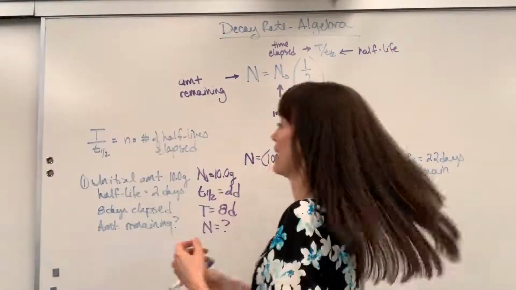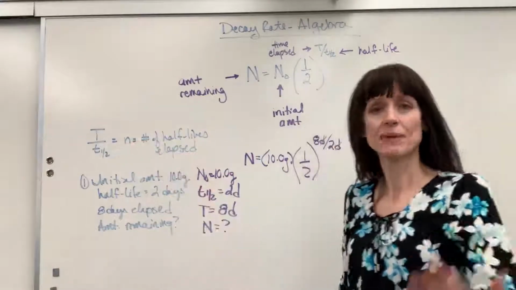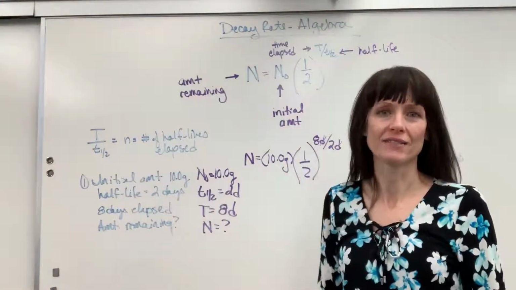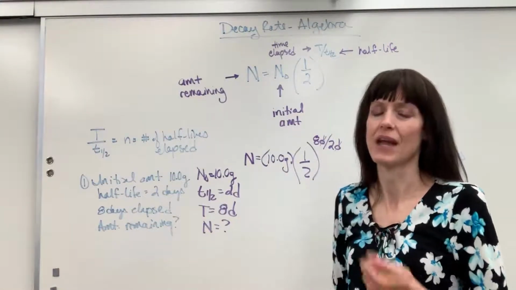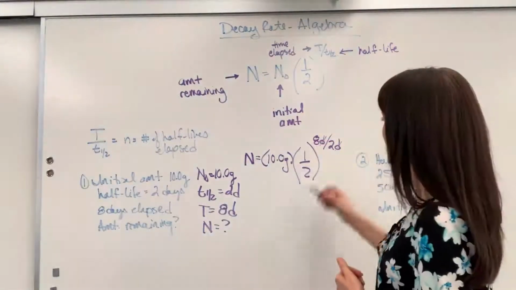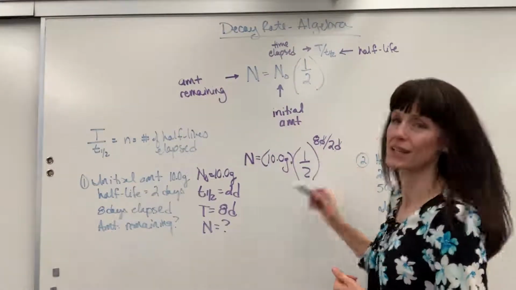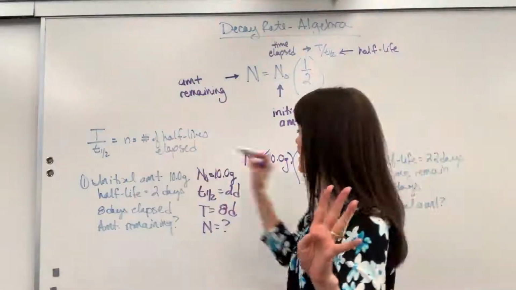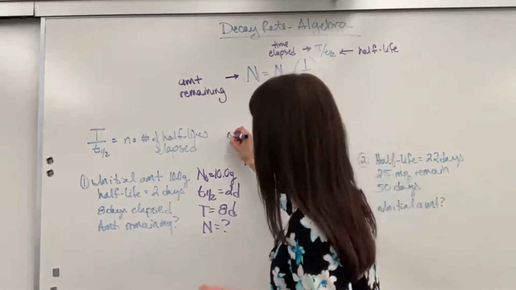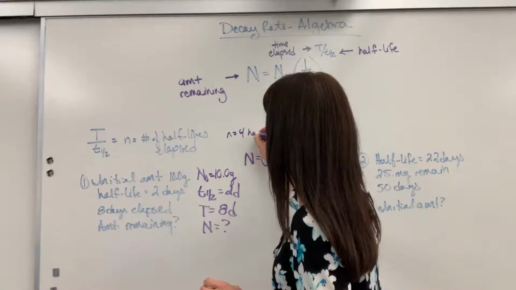Second thing that I want to point out is this fact right here. Here's my question for you. How many half-lives did this substance undergo? How many times did it divide in half? 8 divided by 2 gives you 4. So n in this example, the little n would be 4 half-lives.